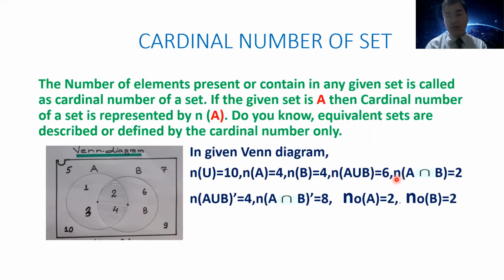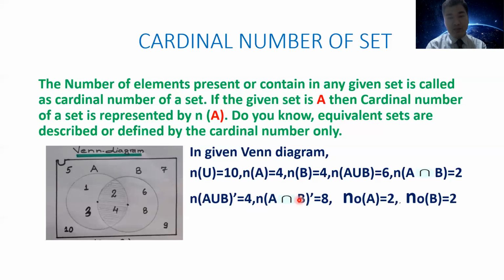And here is given the cardinal number of set A intersection B. A intersection B means common of A and B. Look, what are the elements which are common in A and B? There are 2 elements, 2 and 4. And the cardinal number of set A union B, there are 4. Look, A union B complement means except A and B, outside, look, 5, 7, 9, 10. These are A union B complement. There are 4 elements. That's why its cardinal number is 4.